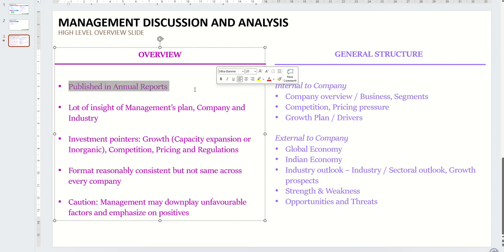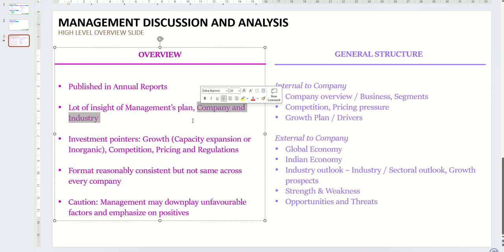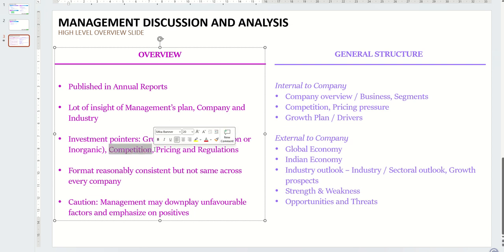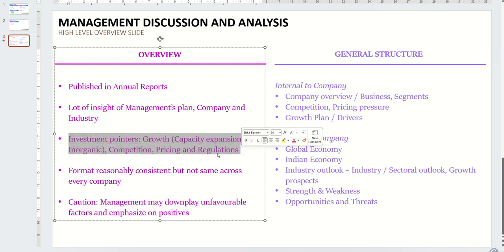Overview, it is published in annual reports. There are a lot of insights about the company's management plan, what they intend to do in future, the industry, all that. You will get a lot of information about the industry, company, as well as the management's future plans. As an investor, you find a lot of pointers regarding growth, how they plan to grow, what the growth drivers are, competition. Is there strong competition leading to pricing pressure, regulations, and so on. So these are all interrelated. One is related to the other, and you'll find a lot of pointers in this MDA section.